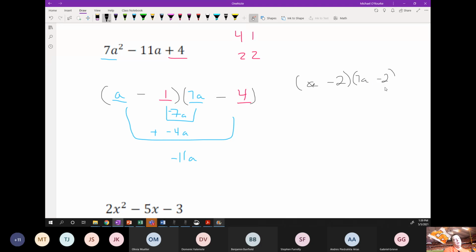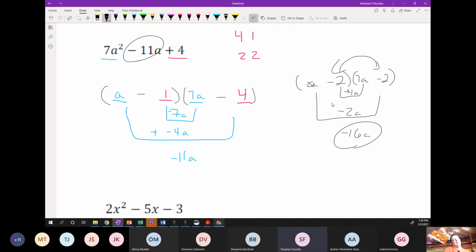7A minus 2. So if we would have done 2 first, that would have given us, what, negative 14A? Yeah. And negative 2A, which would have been negative 16A, which doesn't match. It doesn't, right? So that would have told you, oh, those aren't going to work, because even if I switch these around, I'm going to get the same answer. So then I go over here and go from there.